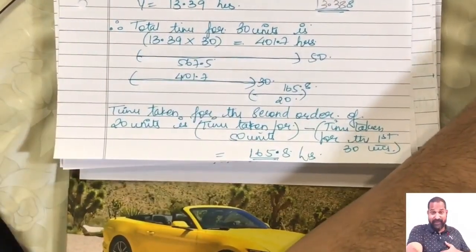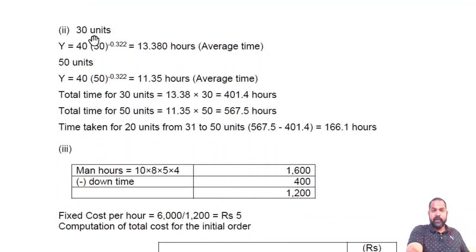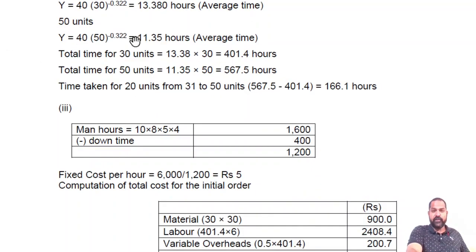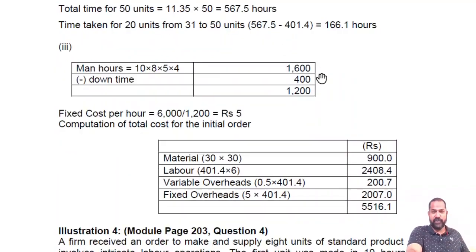Let's check if they also have the same. The solution to question number 2 begins here. For 30 units, it takes an average of 13.380 hours, so ours is also correct. We got 13.39 hours, that's okay. For 50 units, this is the average. So for 30 units the total is 401.4. We got 401.7. They're getting 401.4. Total time for 50 units is 567.5. We got 567.3. They're getting 567.5. That's okay. So the incremental will take 166.1.